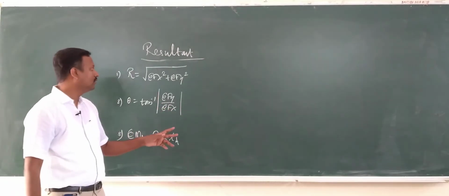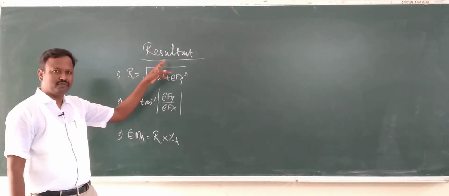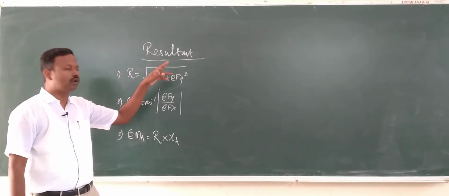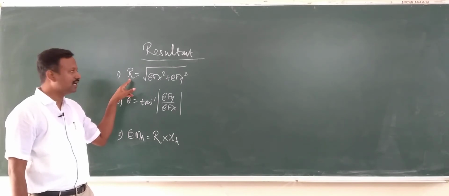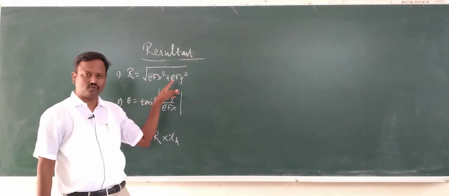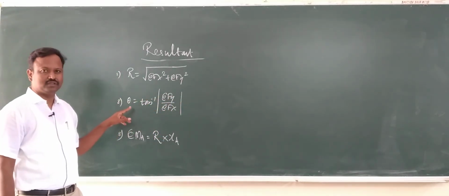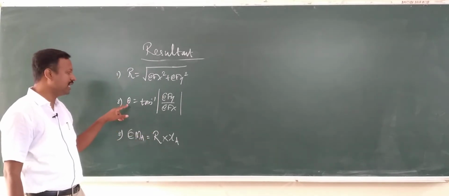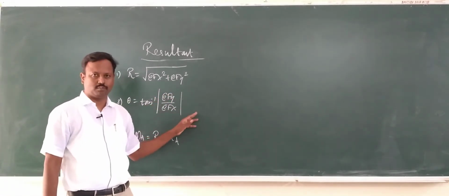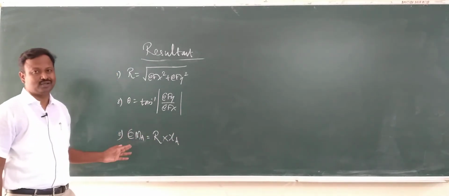So finally, what is the conclusion? If you want to find the resultant, we require three entities. What are those? Magnitude of resultant, by the formula resultant is equal to under root of sum of Fx square plus sum of Fy square. Second, inclination of resultant, how the resultant is inclined: theta is equal to tan inverse, in the mod function, sum of Fy upon sum of Fx. And the final is the location of resultant.